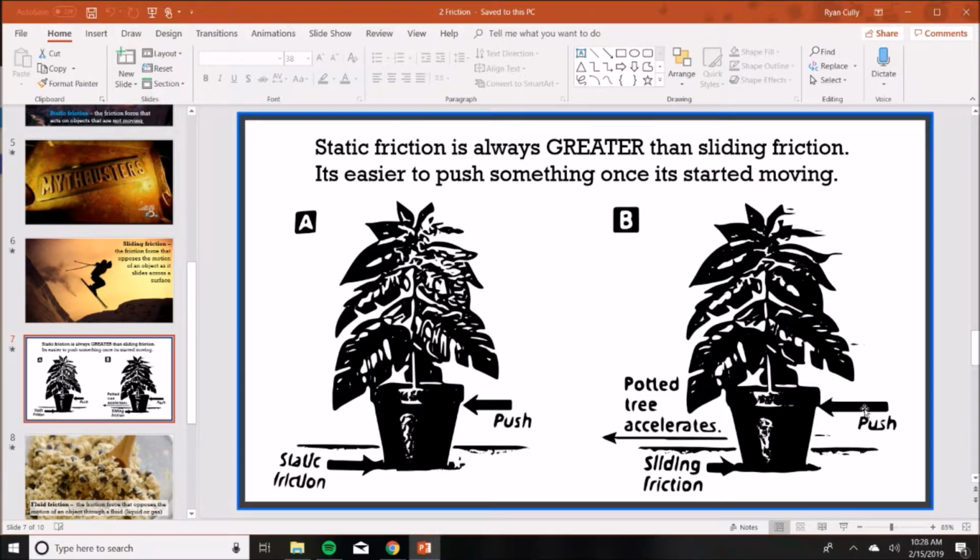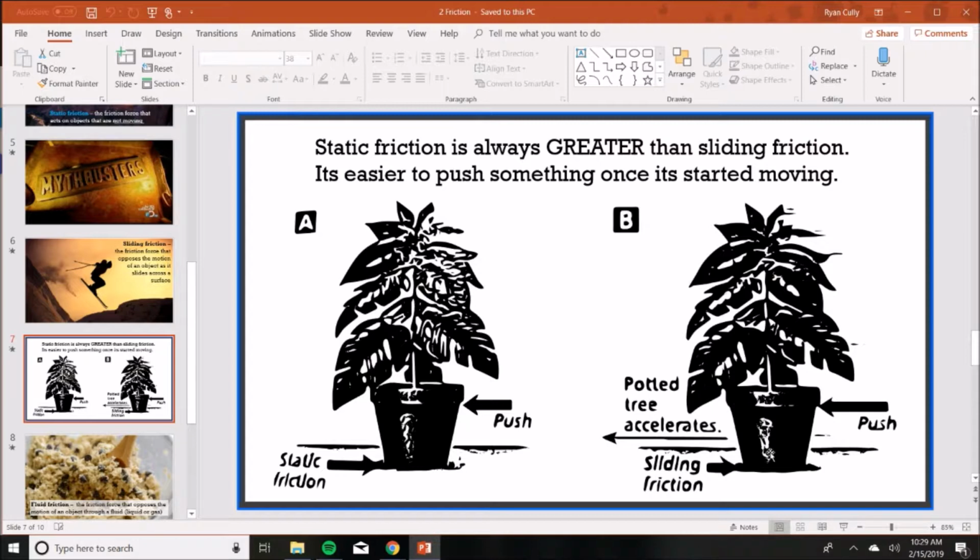Well, what do you notice about the arrows? This arrow, the push force, is much greater than the sliding friction force. That means it's unbalanced. There's more force pushing it to the left than there is to the right. So if it's unbalanced, that means it has a net force that isn't 0. It's going to be wanting to go wherever the force is greater. And the force is greater pushing on that right side, and it's going to go left. You see that? So the potted tree accelerates to the left.